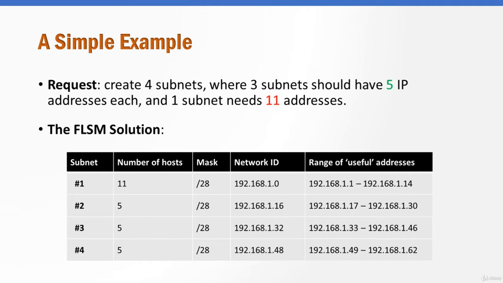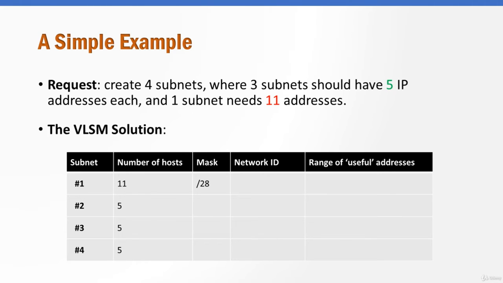We had 4 /28 subnets, which means each subnet has 2 to the power of 4, which is 16 different IP addresses. And only in the first subnet, we actually needed that many IP addresses. In the other 3 subnets, we only needed 5 IP addresses. So let's look at the VLSM solution.